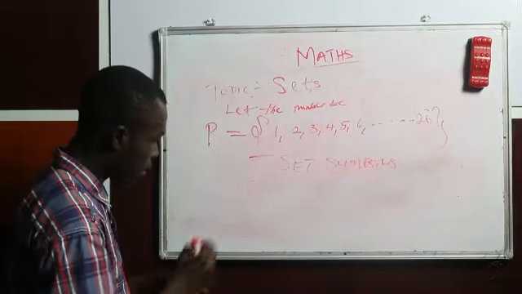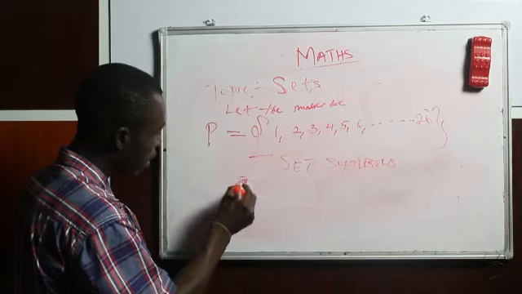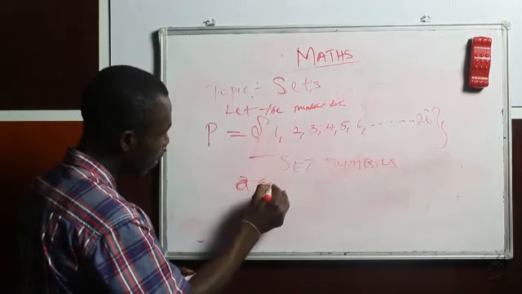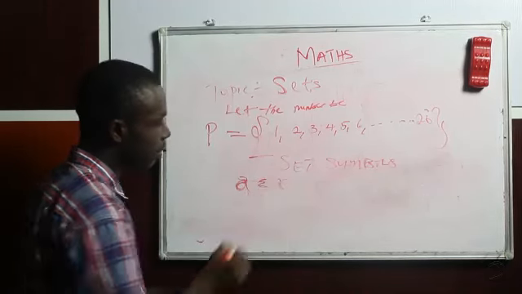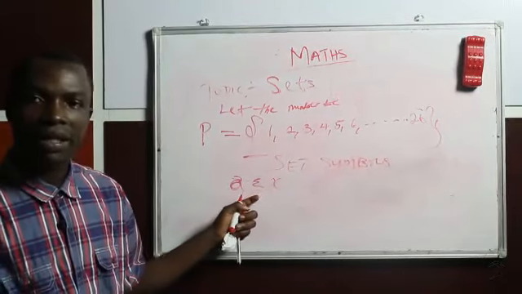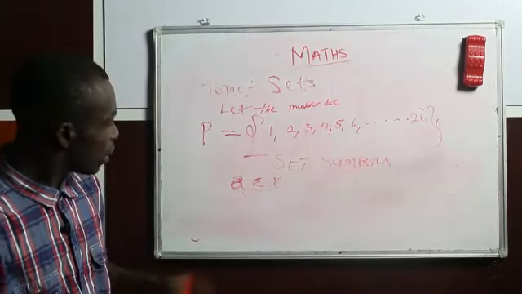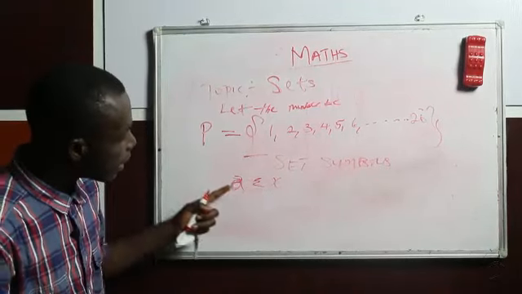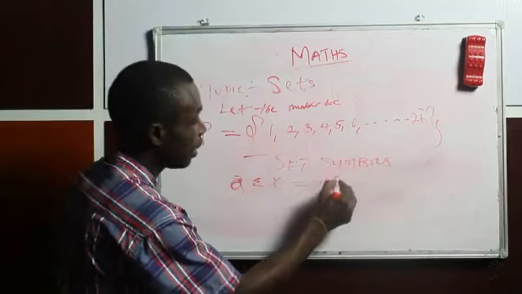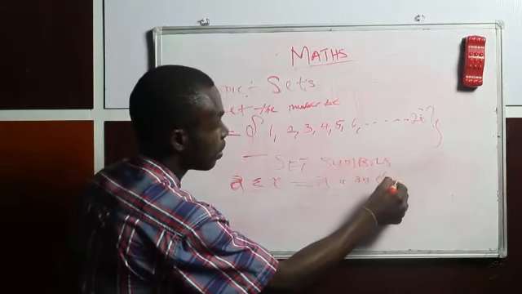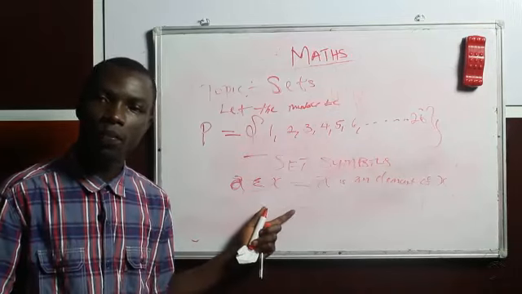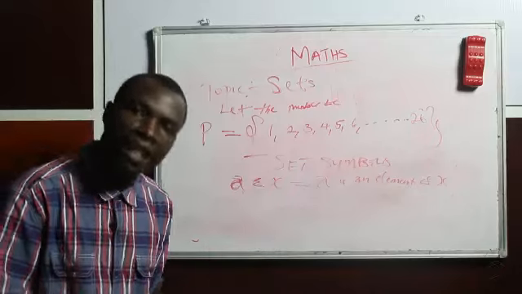A, X. A element X. This symbol means element. That is, A is an element of X. Whenever you see this kind of symbol in sets, it means A is an element of X.